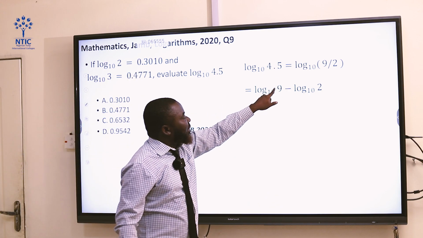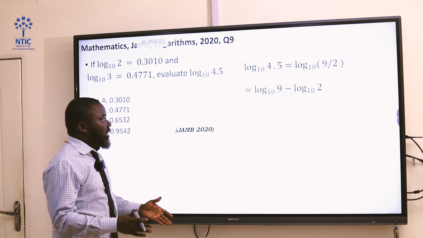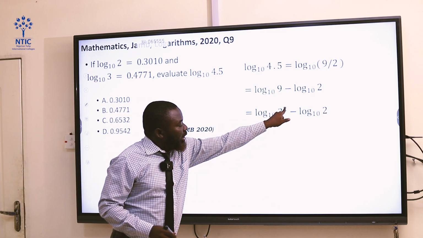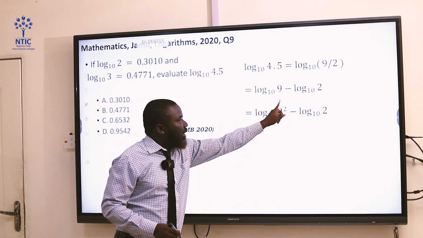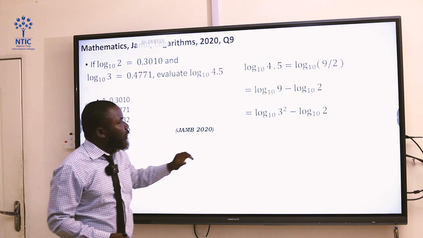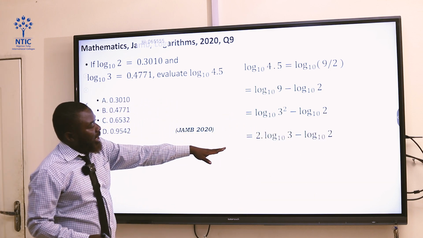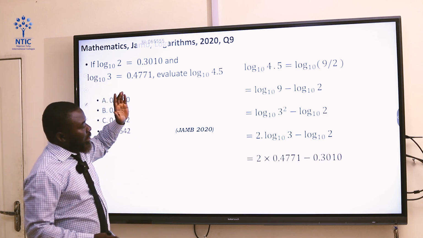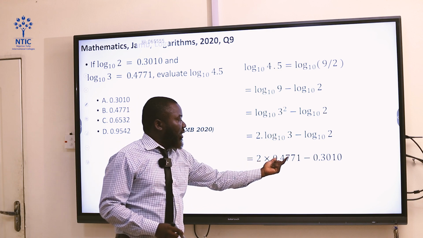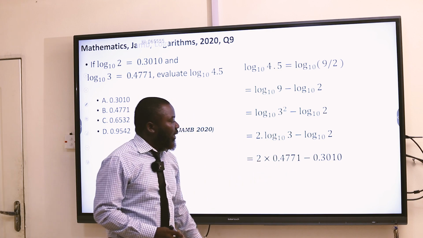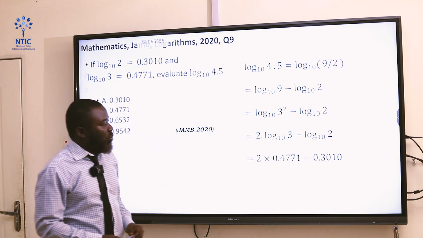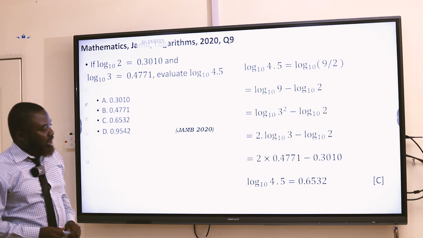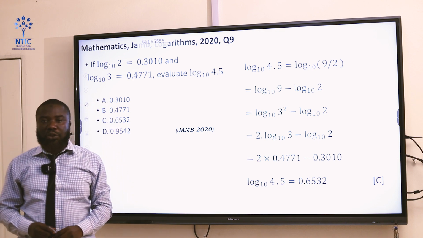Now, log 9 is the same thing as 3 to the power of 2, so it will be easier for us to substitute. Using the power law, the power of 3 here will come to multiply log 3, so that we'll have 2 log 3 minus log 2. What is our log 3? Let's substitute. Our log 3 is 0.4771, so 2 times 0.4771 minus log 2, which is 0.3010, and then our answer is going to be 0.6532, which is option C.